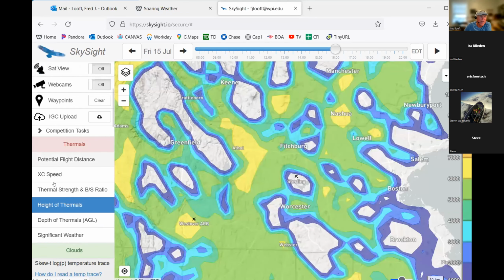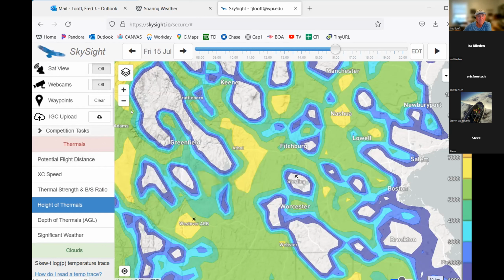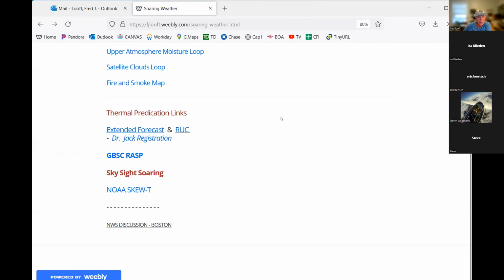You can do things like, if you're cross country, you can say potential flight distances, which tells you roughly you could probably fly this far. Play around with this site. If you subscribe to it, I would encourage you to subscribe to it for a year. Give it a shot, see what you like, what you don't like. And that's how I do it.